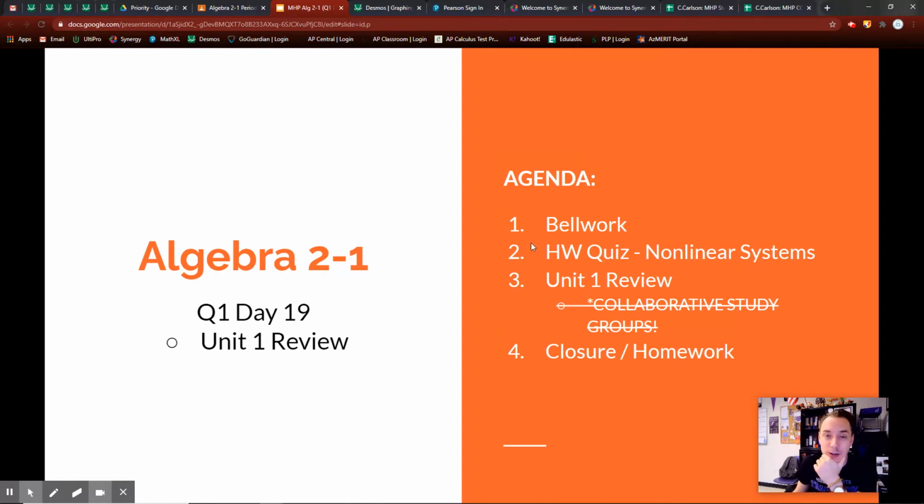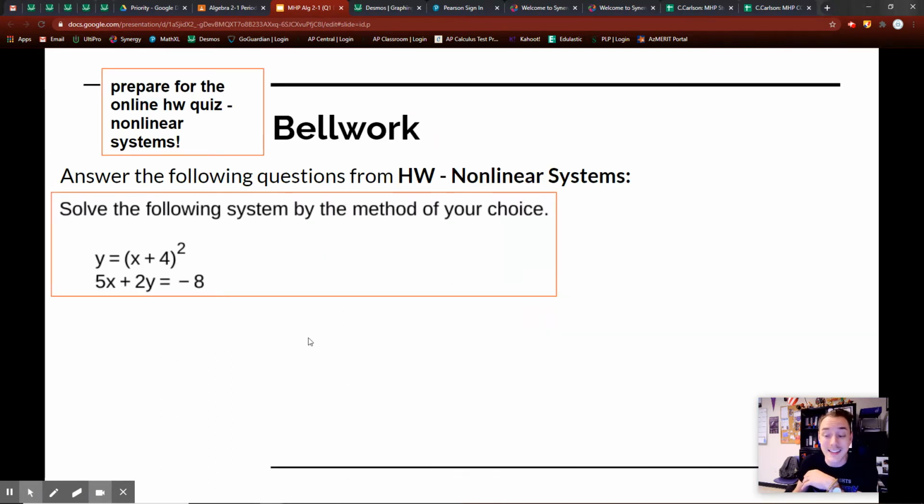Before we do that, we're going to go through some bell work, going over nonlinear systems so that you're prepared for the homework quiz. And then I'm going to go through slide by slide a lot of examples that we have seen before on homework quizzes, but that you'll also see on the Unit 1 review and that you'll also see on the Unit 1 test. I'm going to go through a lot of those examples today. So stay tuned. Let's go through a lot of these.